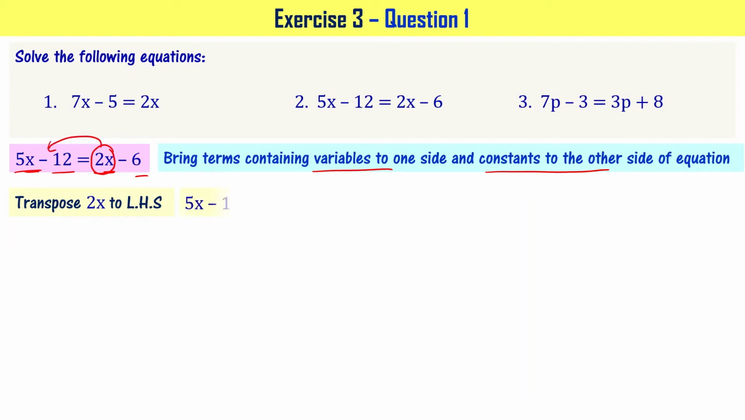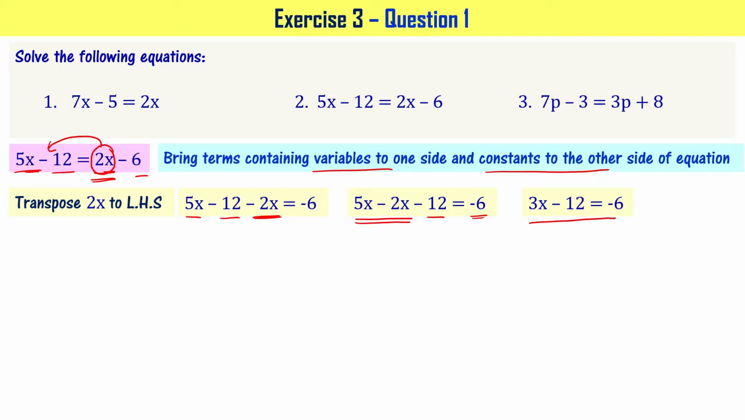When I do that, I'll write it as 5x minus 12 and this is minus 2x, right? Here it is plus 2x. That's why when you transpose to the other side, it becomes minus 2x. Now let me rearrange this equation such that I can write it as 5x minus 2x minus 12 equal to minus 6, right? We know 5x minus 2x equal to 3x. That's why the equation becomes 3x minus 12 equal to minus 6, right?